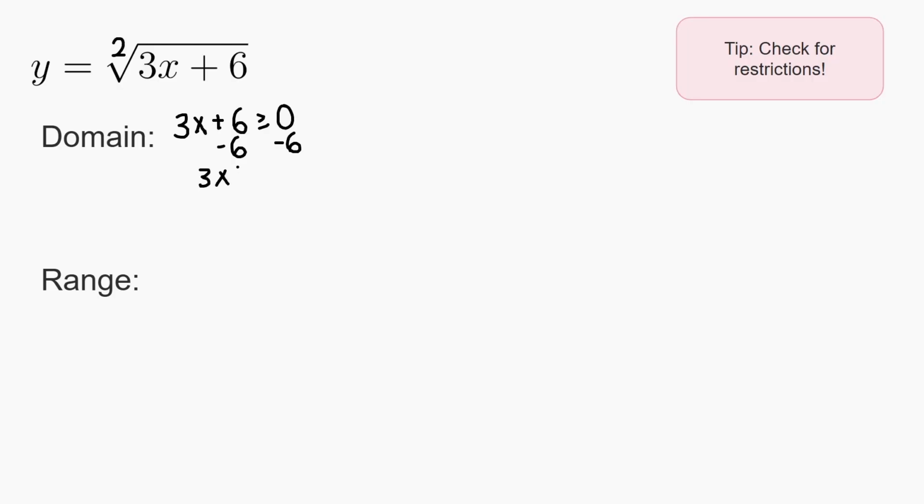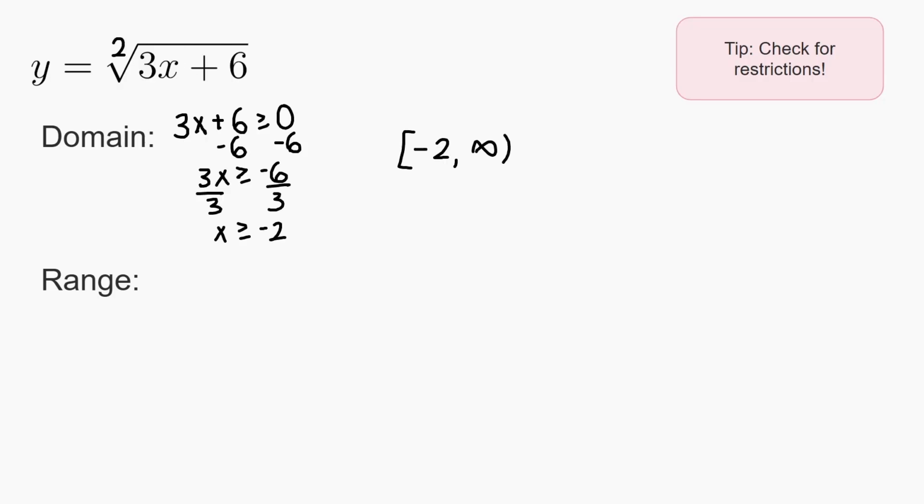We get 3x is greater than or equal to negative 6. Divide both sides by 3, and we get x is greater than or equal to negative 2. Our domain is negative 2 to infinity. Notice that we're using a bracket here because x is allowed to be negative 2. Because when x is negative 2, we get 0, which is non-negative.